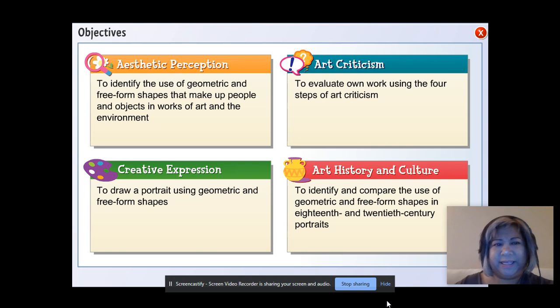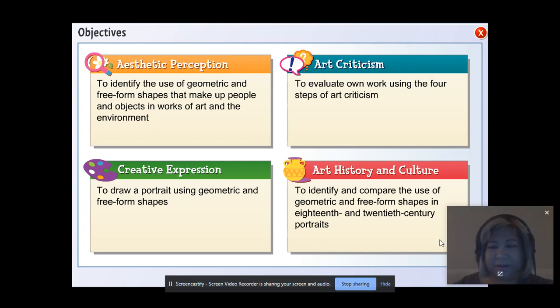Today's lesson is about identifying the use of geometric and freeform shapes that make up people and objects in works of art and in the environment. For your optional activity, you should be able to draw a portrait using geometric and freeform shapes. And for your art history and culture, you should be able to identify and compare the use of geometric and freeform shapes in 18th and 20th century portraits.